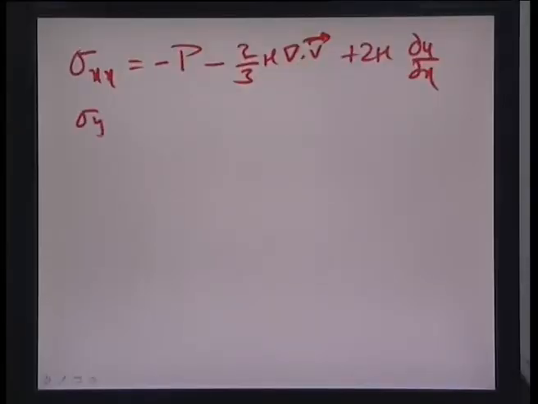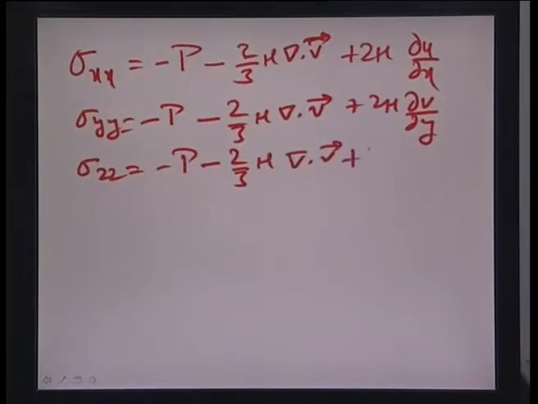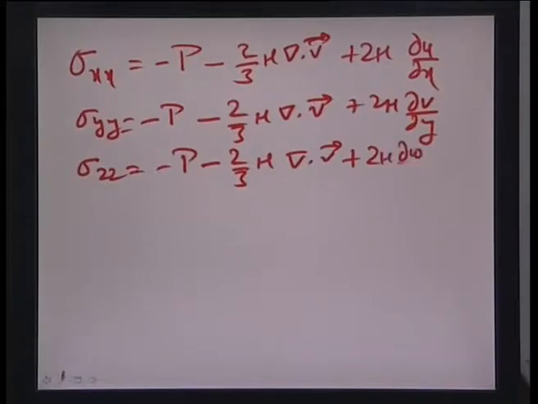Similarly you have sigma yy equals minus p minus 2 by 3 mu del dot v plus twice mu del v by del y, and sigma zz equals minus p minus 2 by 3 mu del dot v plus twice mu del w by del z.